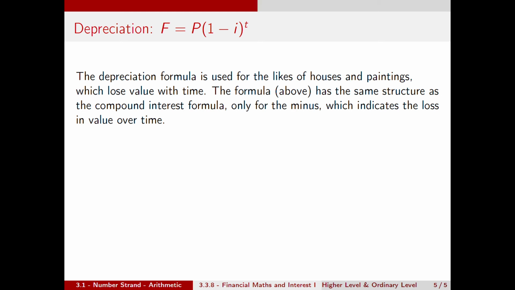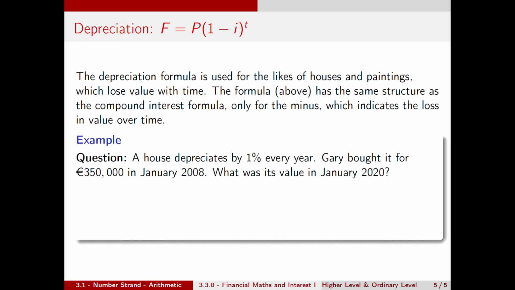So lastly, we'll look at the depreciation formula. It's used in the same way, except in situations where we're dealing with something that loses value over time. So we're looking at an example. A house depreciates by 1% every year. So the value of the house decreases by 1% every year. Gary bought this house for €350,000 in January 2008. What is its value in January 2020?